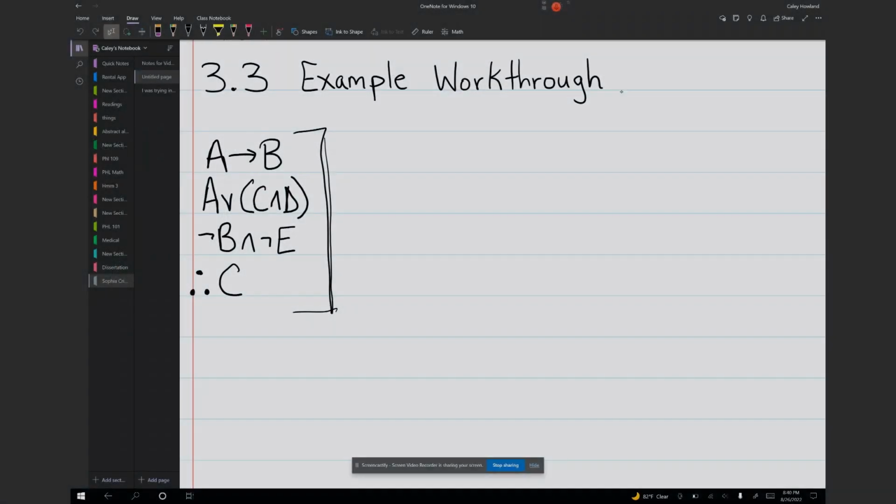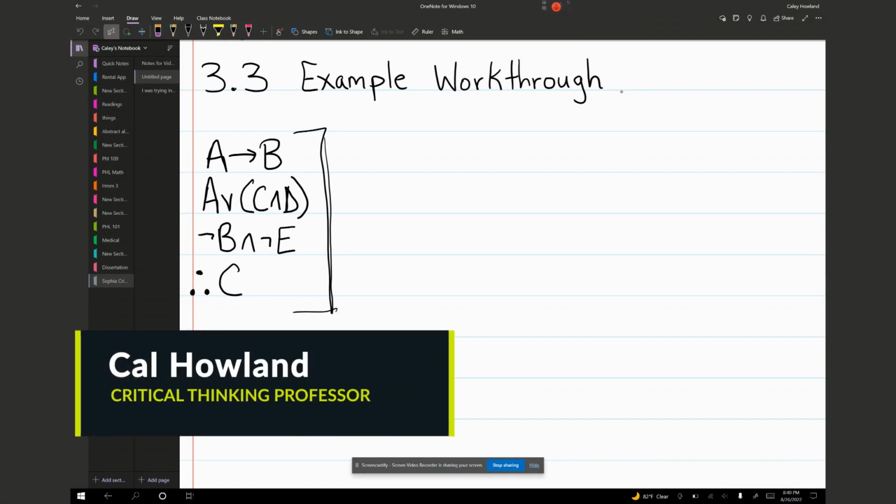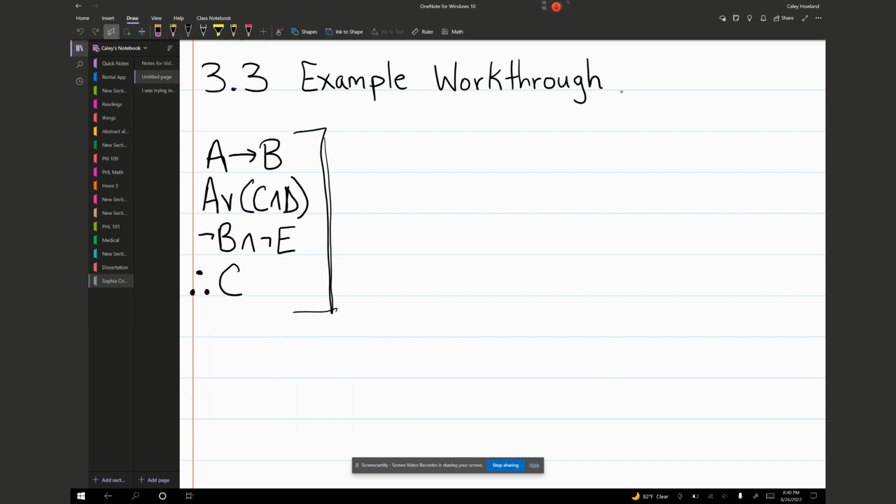All right, this is our second example work through of a proof in 3.3. In this example, we're going to be working forwards through a proof. Now, before we start, our first three premises are these right here. So we have three premises in this proof. This is the proof in 3.3 that is the do-it-yourself proof. And then this is our conclusion.